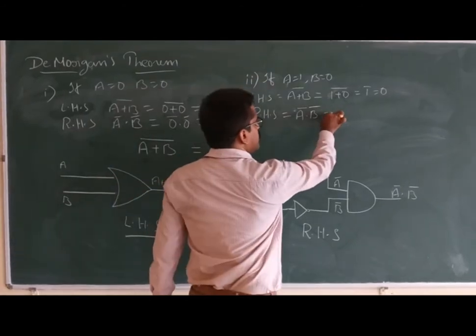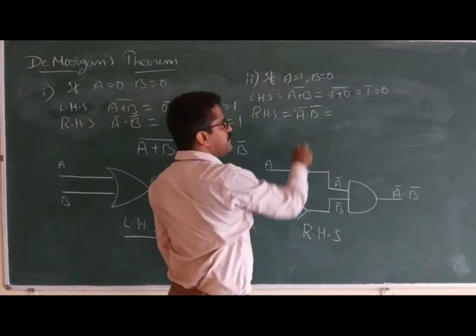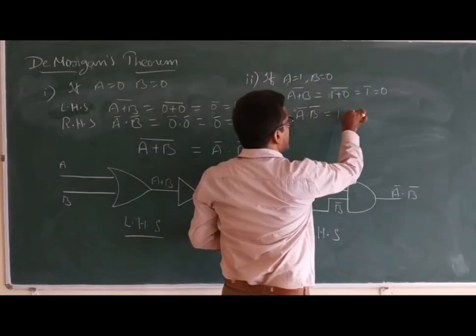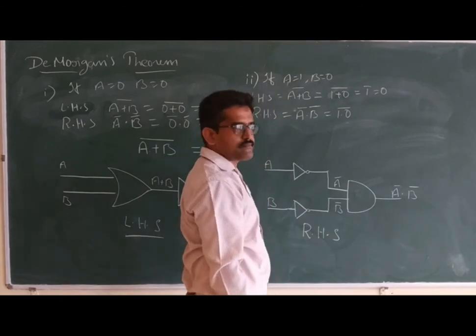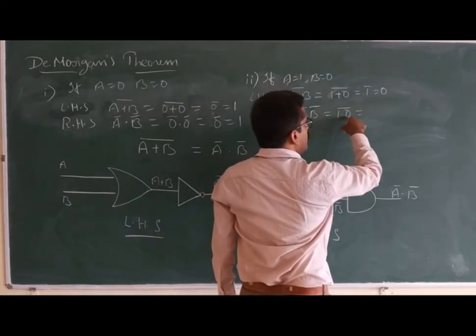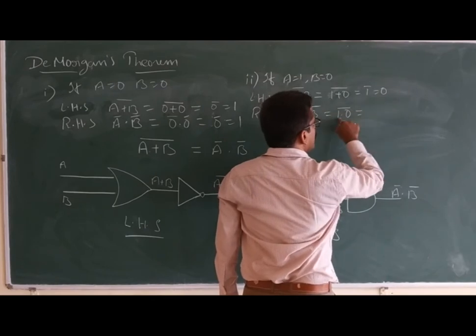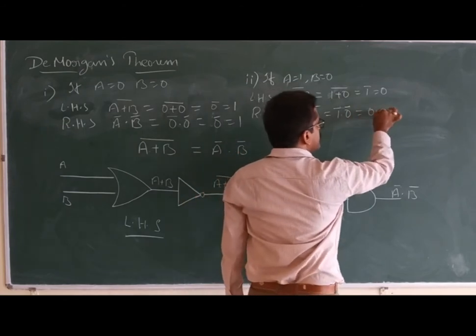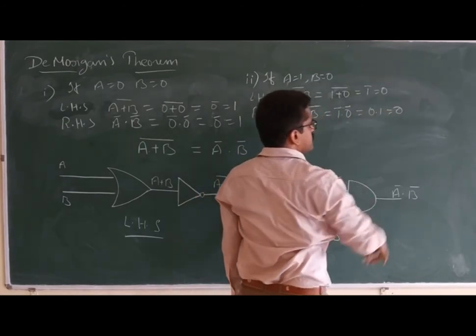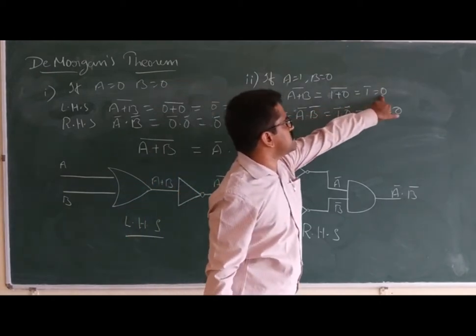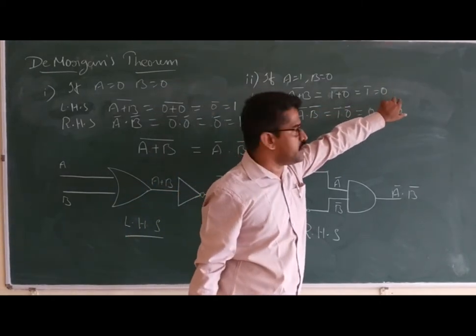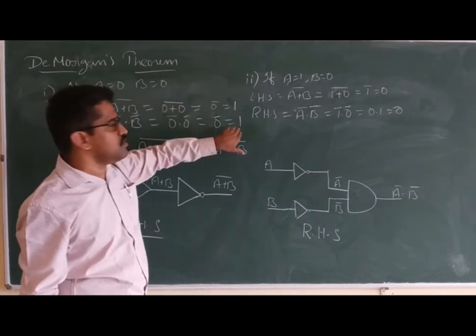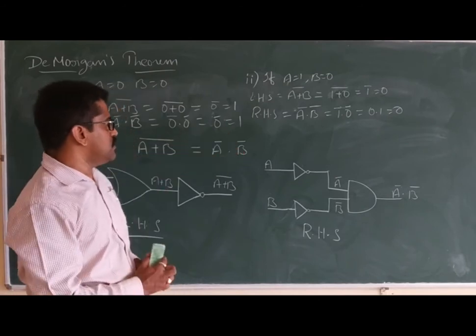We already know that A is equal to 1 and B is equal to 0. So 1 dot 0 whole complement is equal to 1 complement dot 0 complement. It is nothing but 0 dot 1, which is equal to 0. Again we have seen that the LHS is equal to RHS. In case 2 also we observe LHS is equal to RHS. Similarly, in case 1 also LHS is equal to RHS. Now we go to the third case.